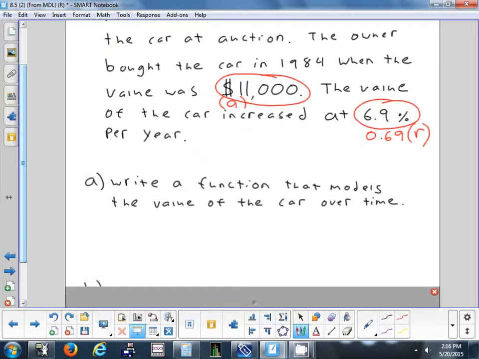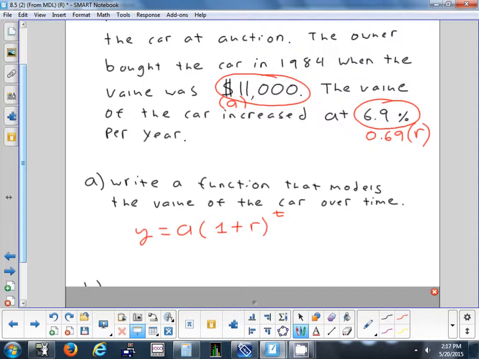Somebody tell me what's the equation we're going to use. You don't even have to fill anything in yet. Just tell me the equation with all the letters in it. Y equals, yep, A parentheses 1 plus R parentheses T.